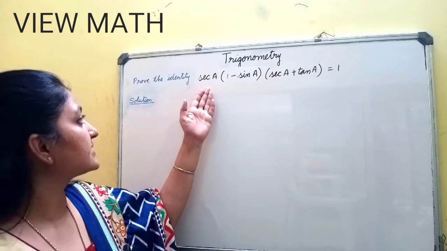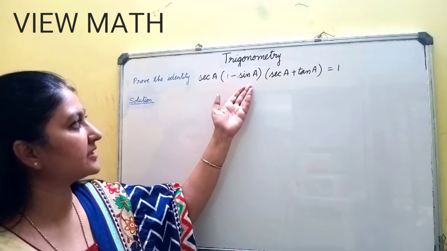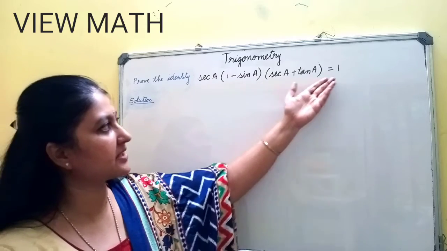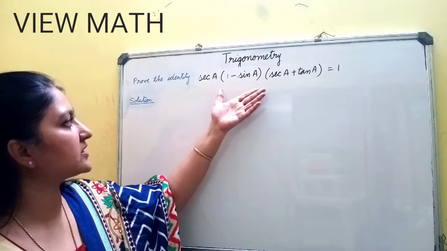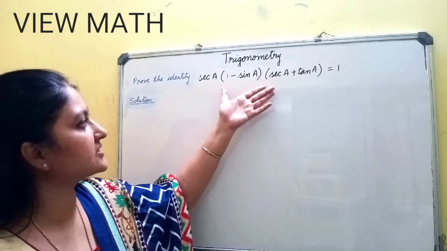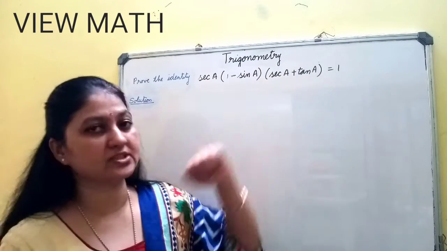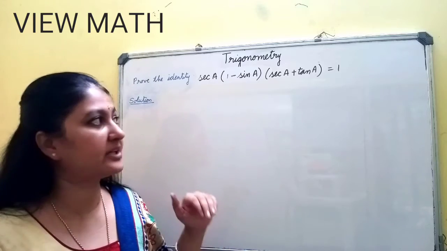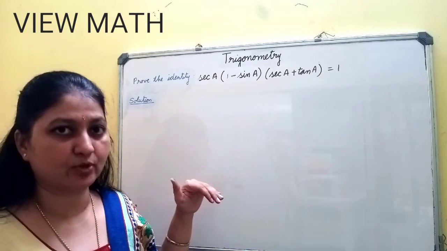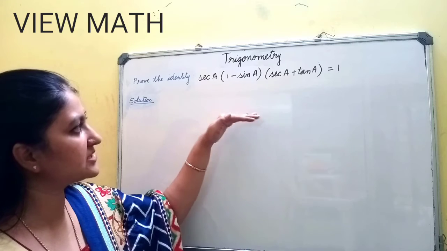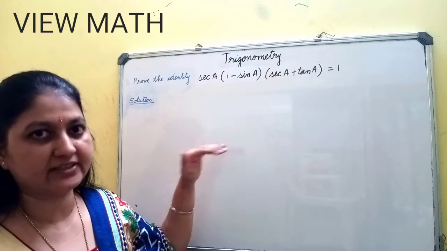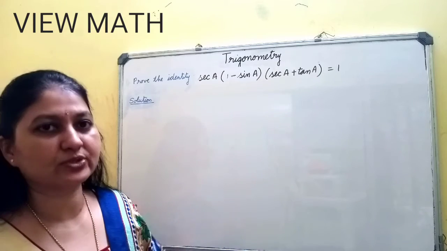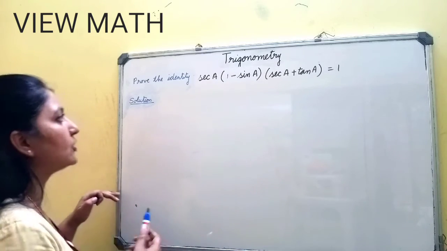Now let's see the next problem. Secant A into 1 minus sin A into secant A plus tan A is equal to 1. Now if you see this problem, you will be wondering how to show, on the left hand side, solving it, how to prove it is equal to 1. It's very simple. Whenever you take a trigonometric problem, you have to simplify it using the identities and the relations. Then you will be able to prove it is equal to 1. Now let me show how to do this.